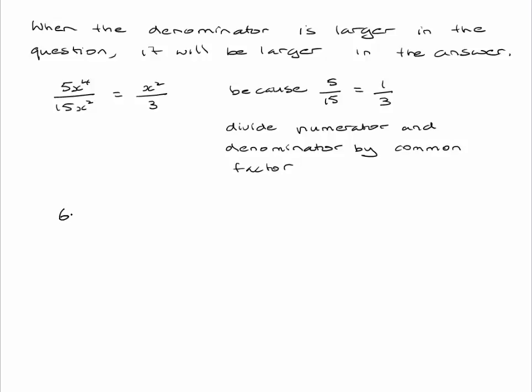Here's another example where we're dividing by a common factor. So 6x to the power of 5 over 4x squared. We're going to divide the numerator and the denominator by 2. And so dividing the 6 by 2, we get 3. And dividing the 4 by 2, we get 2. And then working on our x's, x to the power of 5 divided by x to the power of 2 is x to the power of 3.